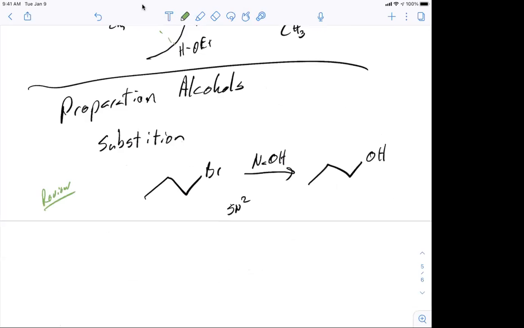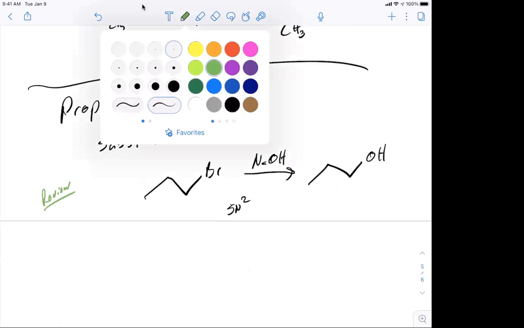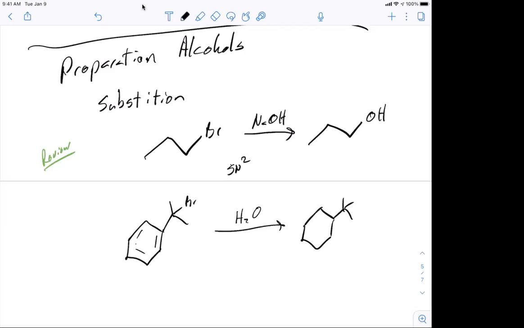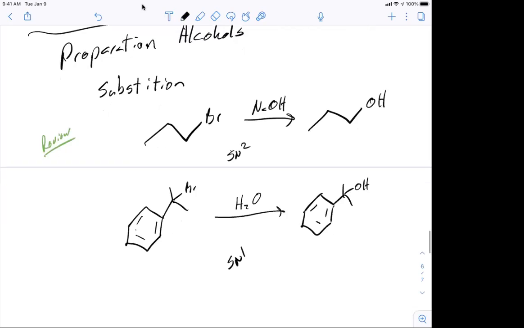Okay, so preparation of alcohols. So we've seen this one. The other one we've seen is the SN2. Here, all we need is a weak base, so we can just use water and get solvolysis to get us the alcohol in an SN1 process. So we can form alcohols using SN2 and SN1 processes.